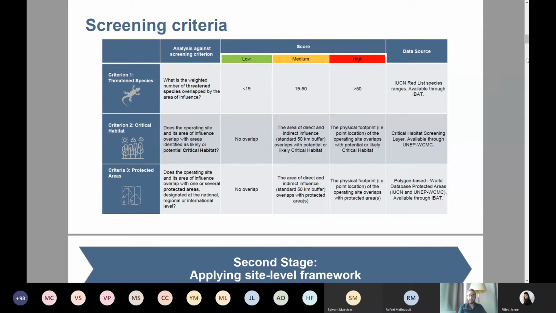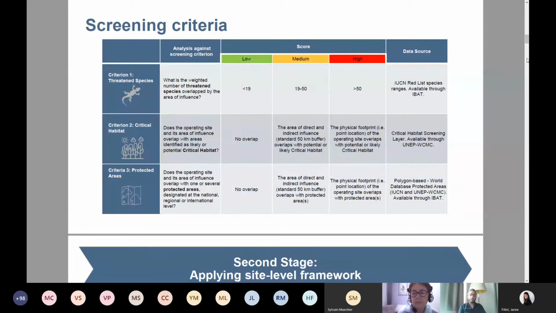And then similarly for protected areas, we look if there is overlap between physical footprint or direct and indirect area of influence. And as I've mentioned, we use global data sets for this. So for threatened species, we look at the IUCN Red List species range data, which is available through IBAT, the Integrated Biodiversity Assessment Tool. And similarly for protected areas, we look at the World Database of Protected Areas, again available through IBAT. And for critical habitat, we look at the critical habitat screening layer, which is available from UNEP-WCMC via our Ocean Data Viewer.